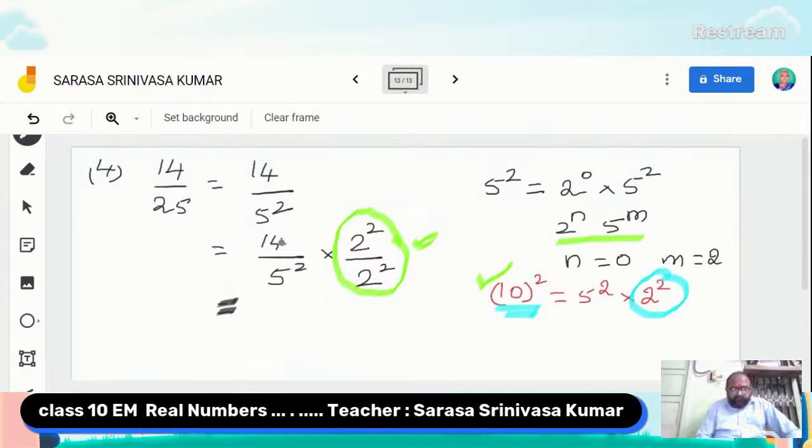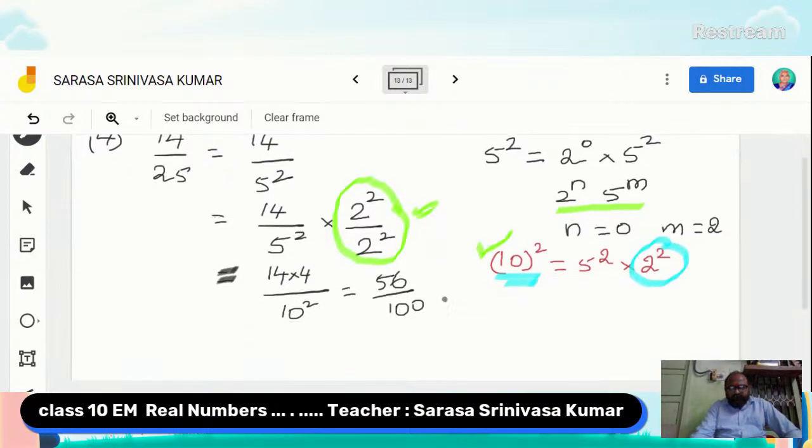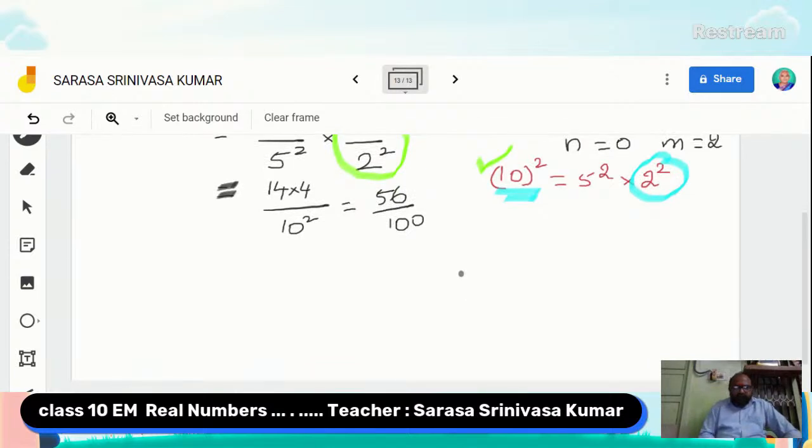This is 14 multiplied by 4 divided by 5 square multiplied by 2 square, which means 10 square. This is equal to 56 by 100, equal to 0.56.